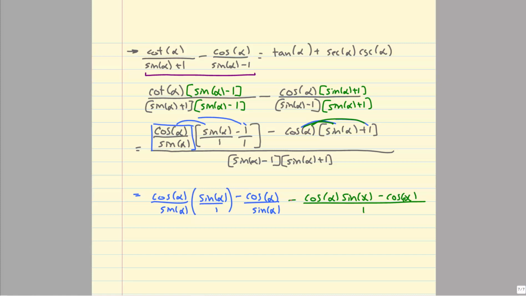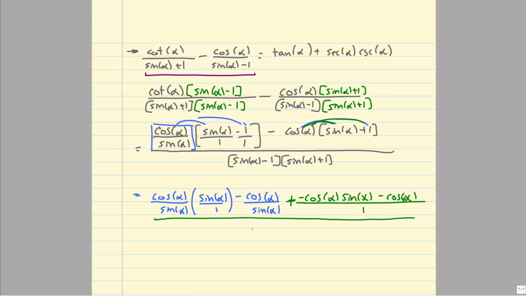So this minus, I kind of have it written strangely, so let's clarify this a little bit. I could change this to a positive, and then this would be a negative, and the negative already distributed to here. So I think this makes it a little bit easier to understand what's happening there. And then of course in the denominator, I have that sine alpha minus 1, sine alpha plus 1.